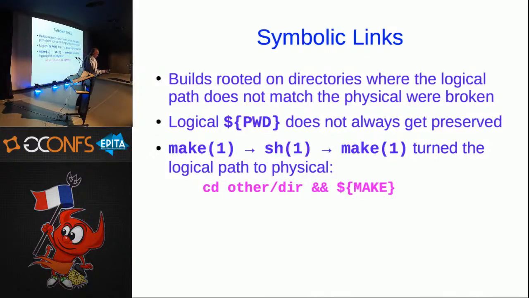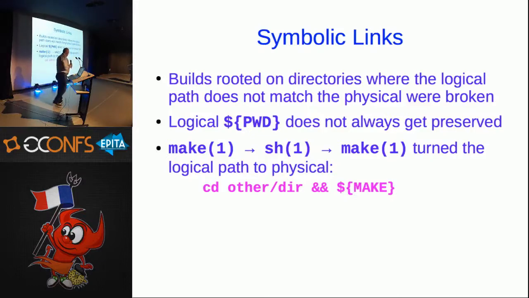So typically, what we want them to do is we want them to be consistent. In make, if you type cd other dir and make, depending on what shell you use, this can actually take the logical path and convert it to physical before it runs make. And that kind of screws up things for us.